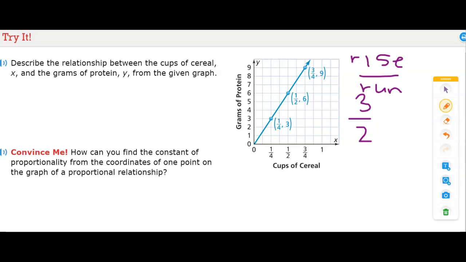And the equation for that, let me write it over here, would be y is equal to k times x. So every time you need to find another point, you would use that equation and put in your coordinates for x and y, and your constant here is 3 over 2.